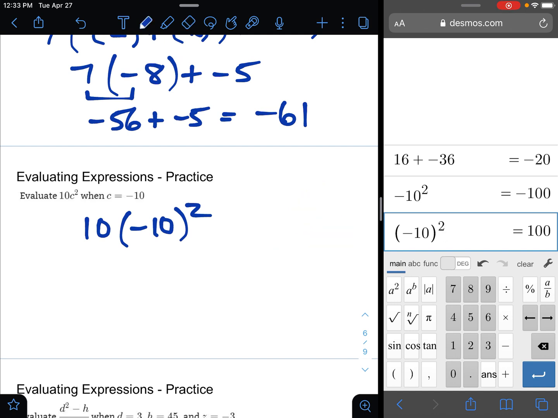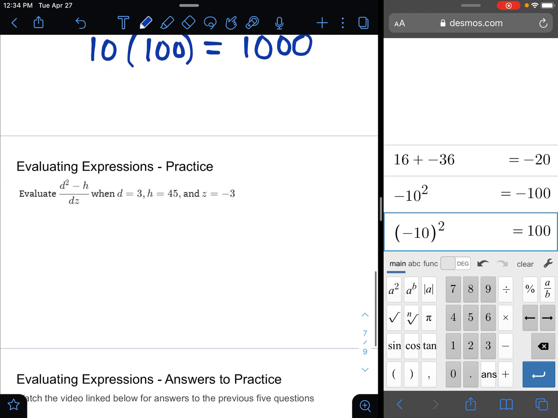in this case. And that gives us the positive 100, which is what it should be, because multiplying two negatives should always make a positive. That's why that one is a positive 100.